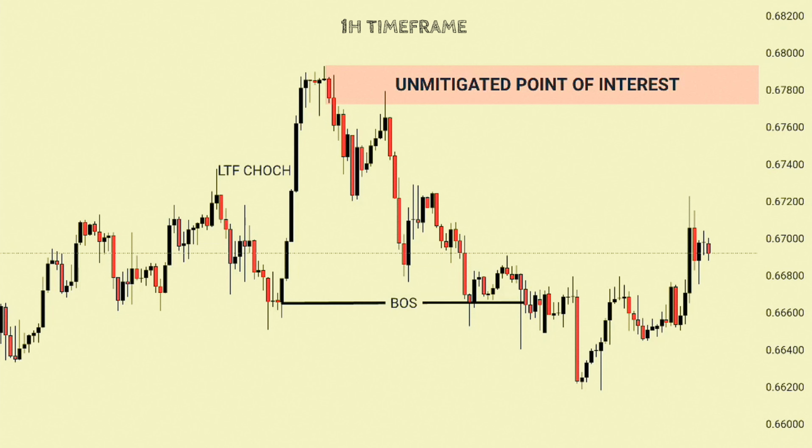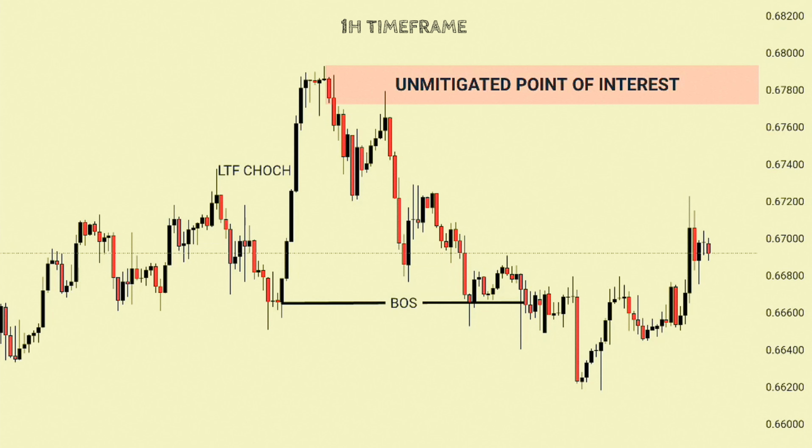An unmitigated point of interest is a price zone where institutional orders were left partially unfilled and price has not yet returned to rebalance that area. On this chart, after the break of structure, price creates a strong bearish displacement, leaving behind a supply zone that has not been revisited.